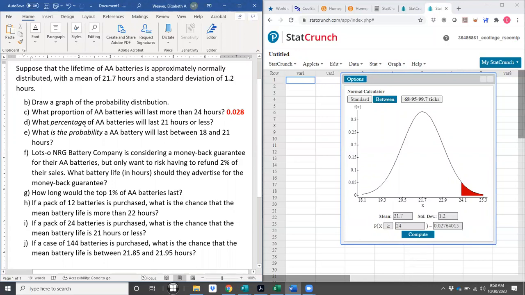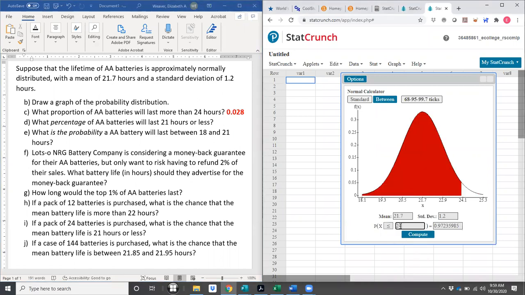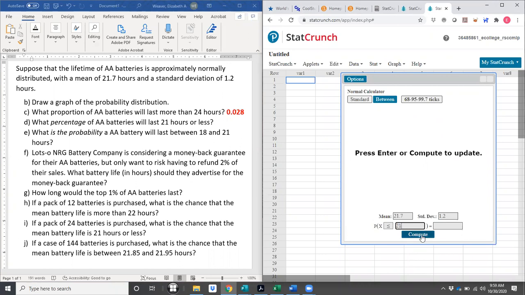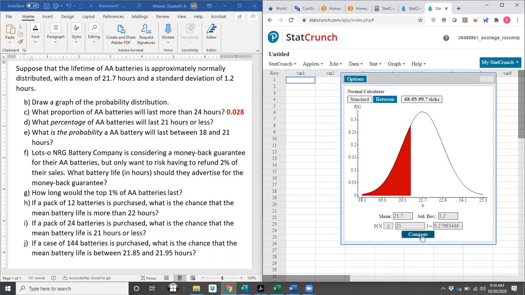What percentage? So I changed this because they all said what proportion, but you could have a question that says what percentage instead of what proportion. Same process. We're not doing anything different as far as using the normal distribution and finding area. In this case, though, we're looking for 21 hours or less. So that's going to be right around in here, somewhere between 20.5 and 21.7. So somewhere in here, or less. So I'm going to go less than or equal to, but instead of 24, I'm going to change it to 21. And click compute. And there we go.